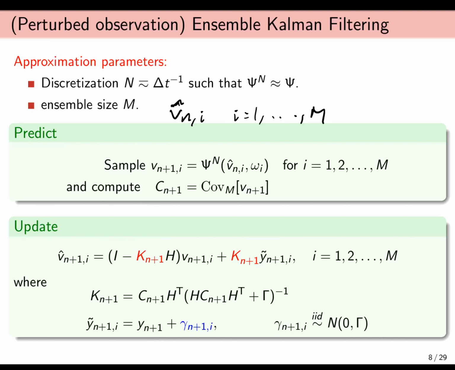Now, what should be said here is that all the particles are actually mixed because of this Kalman gain, because the Kalman gain is using information, so sample moment information from all the particles, and then they all mix, so you lose the independence between the particles, which makes convergence studies more tricky.